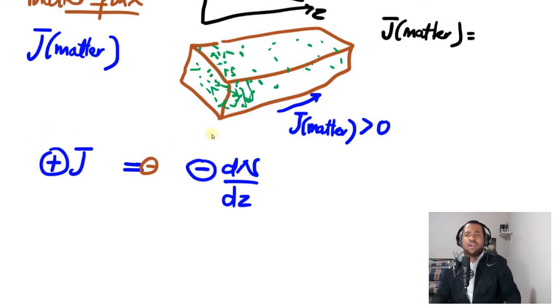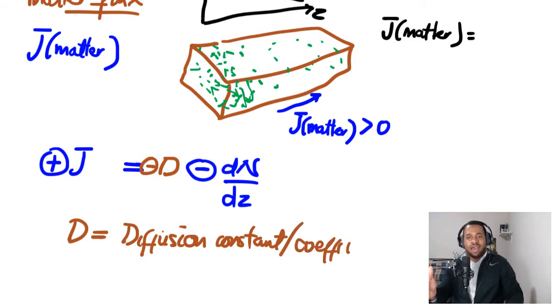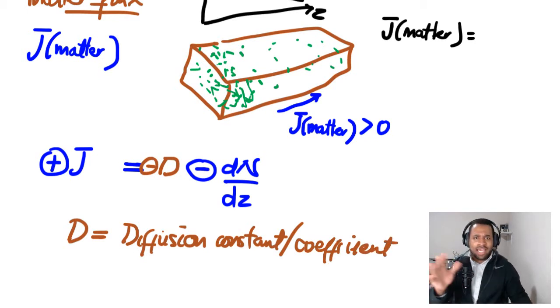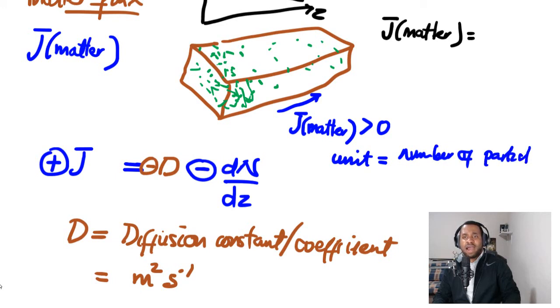So in this part, we can conclude that our constant will be expressed as D, and D is equal to the diffusion constant, which is also expressed as the diffusion coefficient. Our diffusion coefficient is always going to be negative, always negative. Take note that it is measured in meters squared per second, and for our matter flux, which is represented as J, the unit is measured in terms of the number of particles divided by the area, in meters squared, times the time, in seconds.